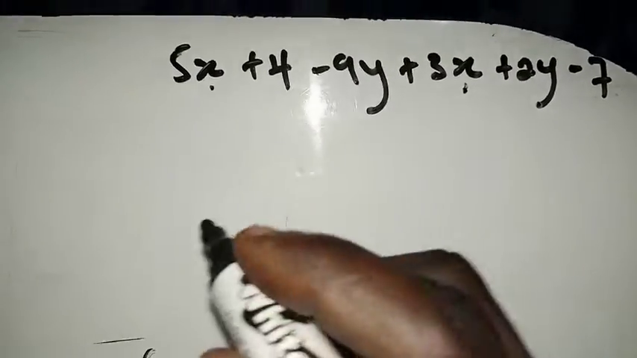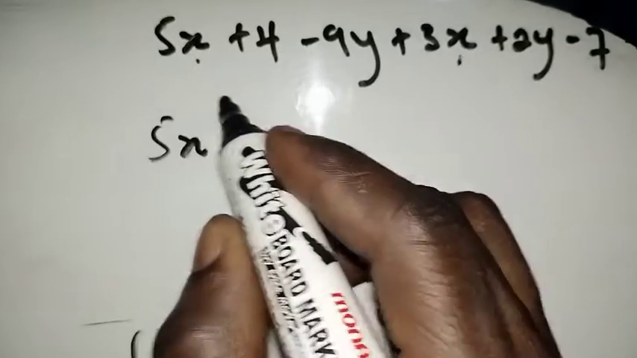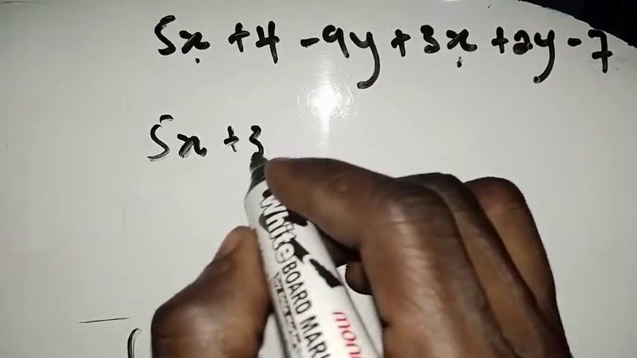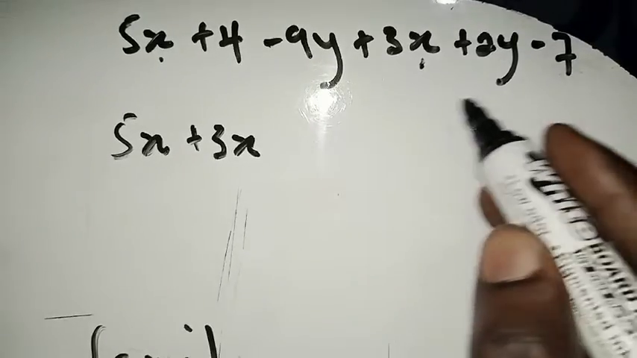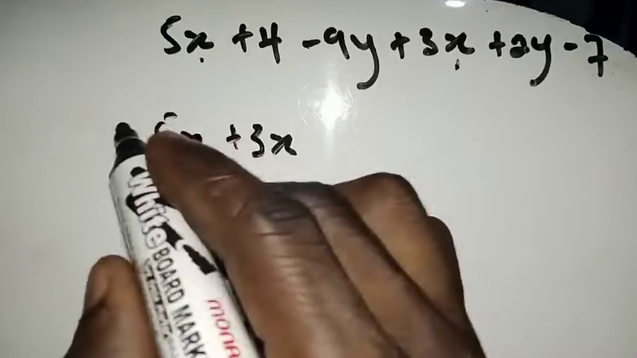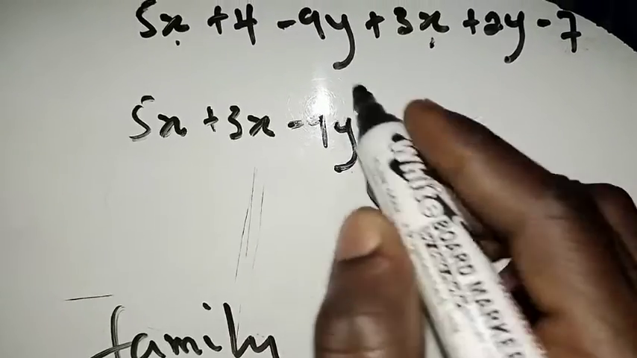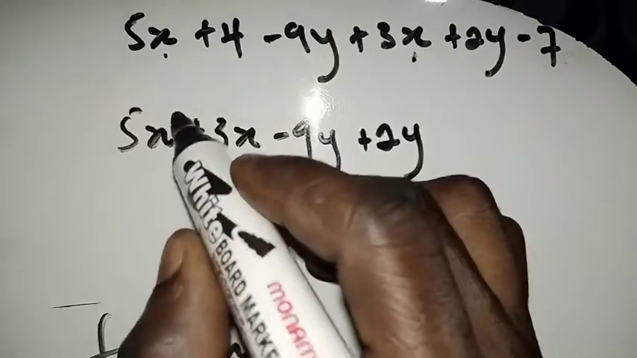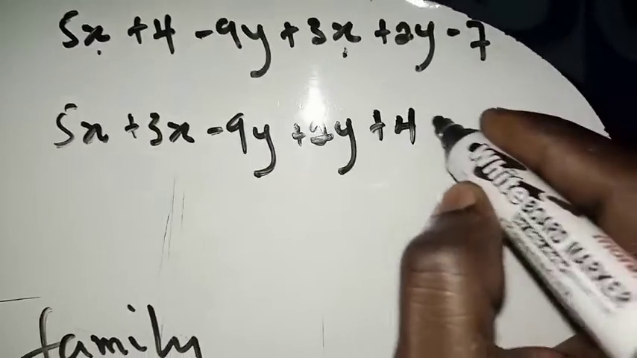So we are going to group these two, here you have the 5x, and then where is your family member? Remember, you have another family member here, positive 3x, right? And then finally, do you have any x again? You don't have any x. Now let's move on to the y. Starting from this point, we have a negative 9y, and then here we have a positive 2y, and then for the numbers, here we have a positive 4, and then here a minus 7.